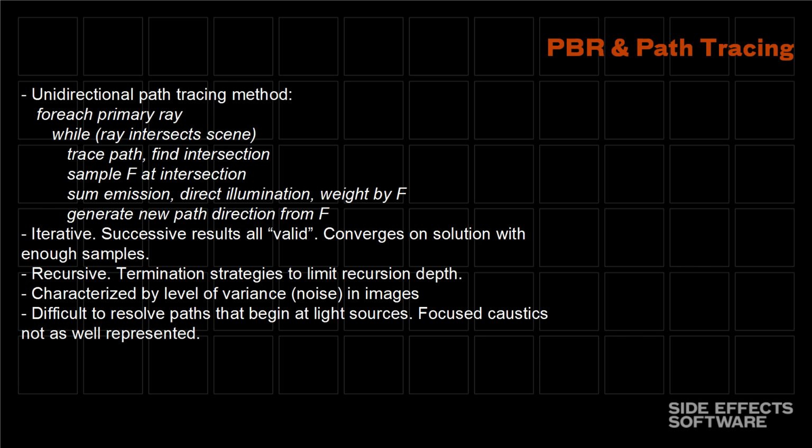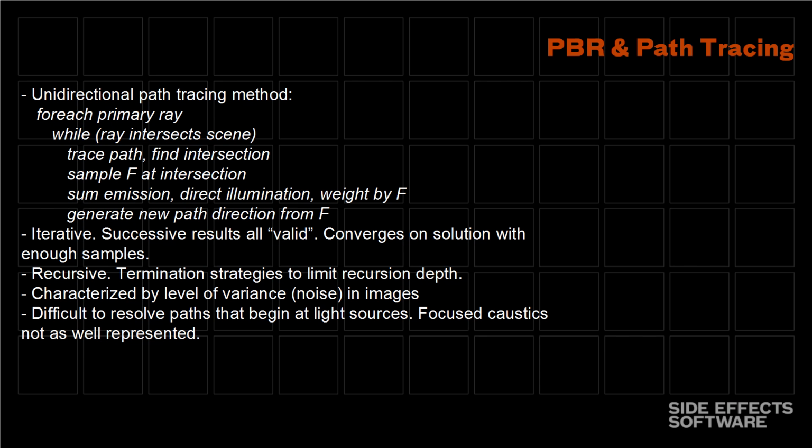It's iterative. So what we find with path tracing is successive results are all valid, meaning that regardless of the number of rays that we send into the scene, each one of those packets, or each one of those illumination samples that's being taken, is valid on its own. When taken on the whole, the solution converges with enough of those samples. And so even though we're feeding it random values, those random values, when accumulated together, give us a best estimate of the integral of the actual lighting function through the scene.